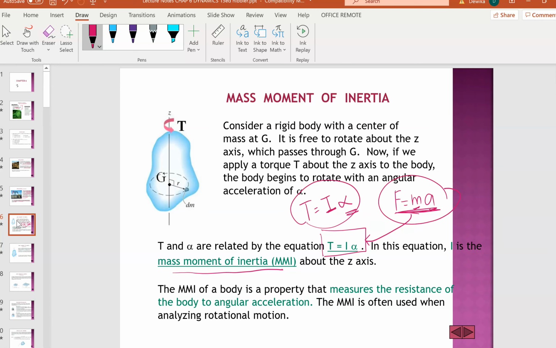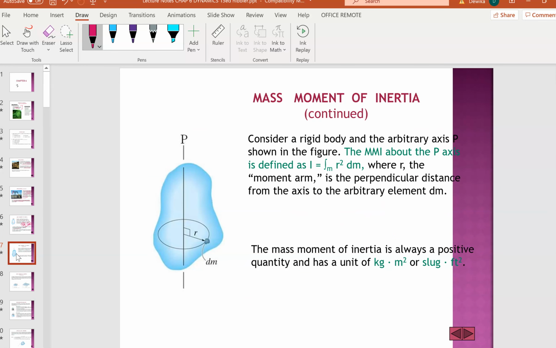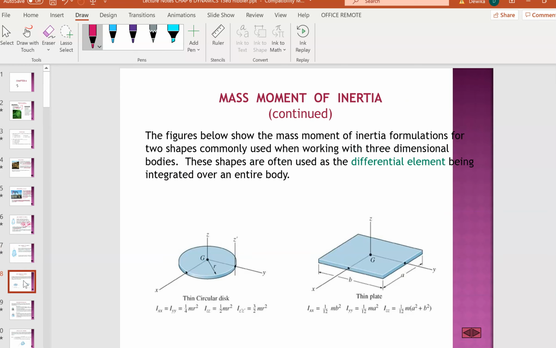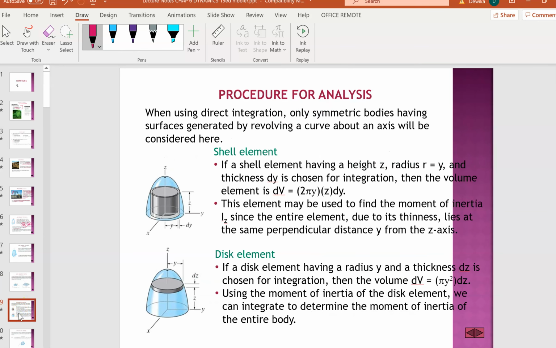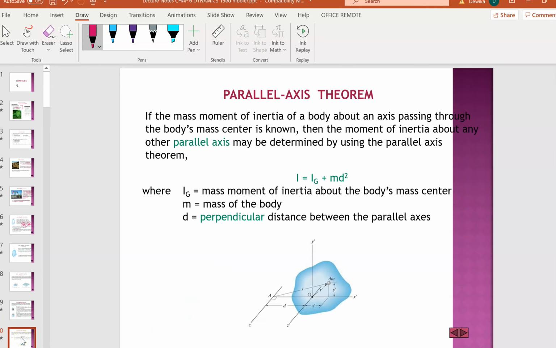The first part of the chapter looks at how to find I, because it's something new to you. Probably you have studied this in physics. The first part of the chapter shows you integration and how to find the value. I will go straight to the usage of the formula, the procedure for analysis, because in our syllabus we don't test finding the value by integration. The value will be given to you, but you need to also find it using the given formula.